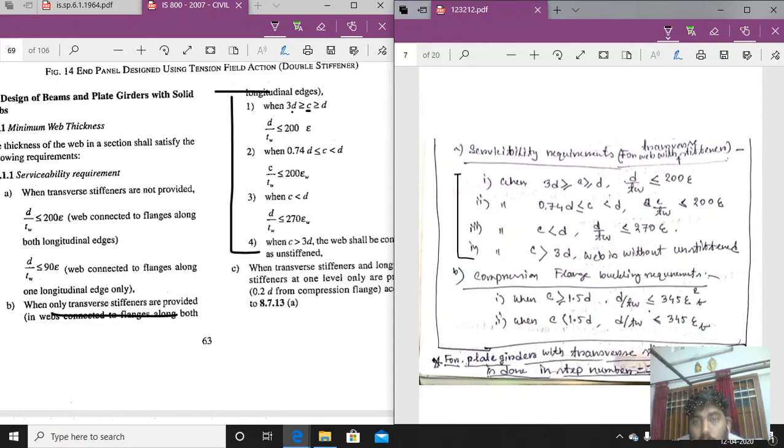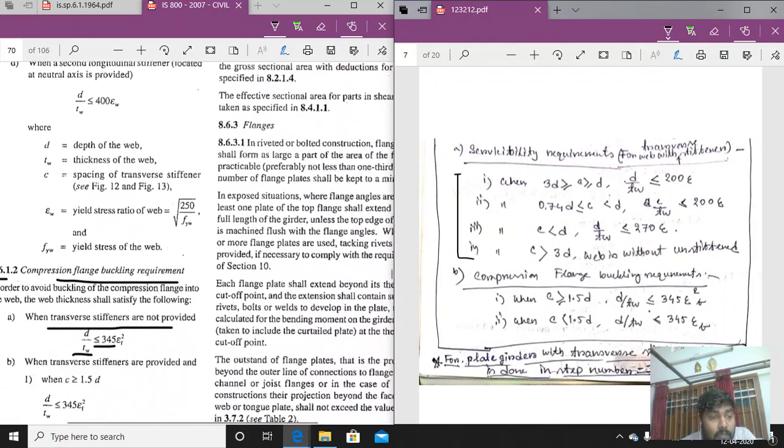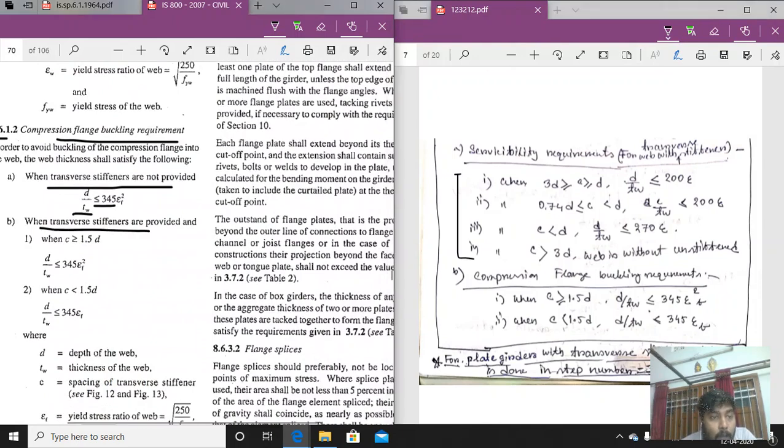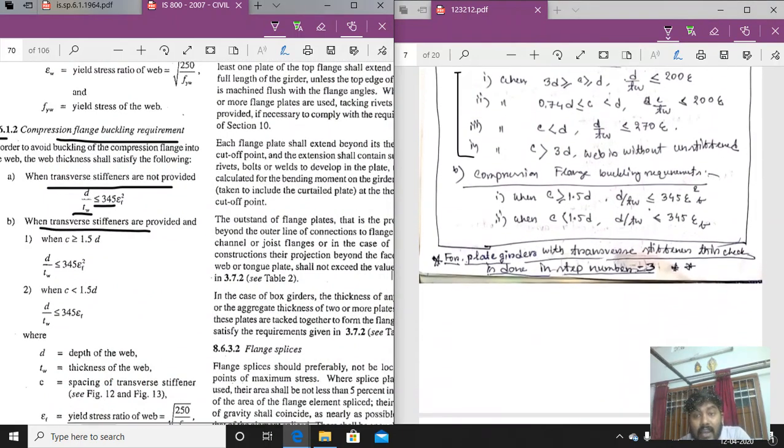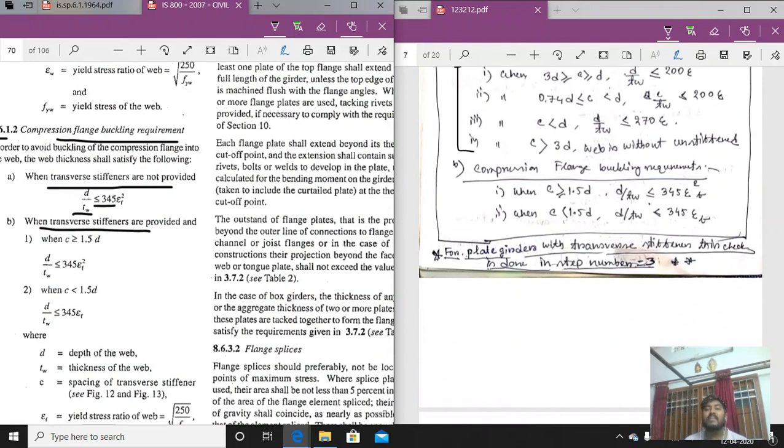These are the values for the serviceability requirement, and the values for the compression flange buckling criteria when transverse stiffeners are provided. Here there are two criteria depending on the spacing: C greater than or equal to 1.5 d and C less than 1.5 d, these are the two cases.